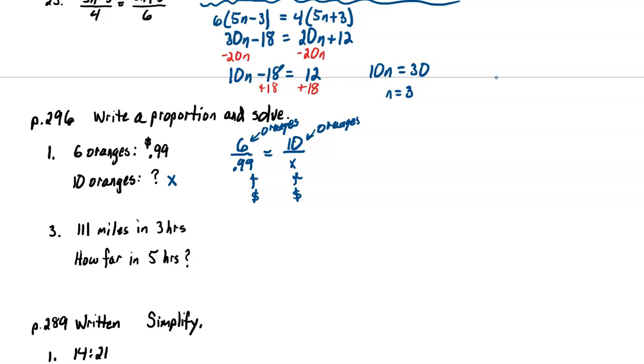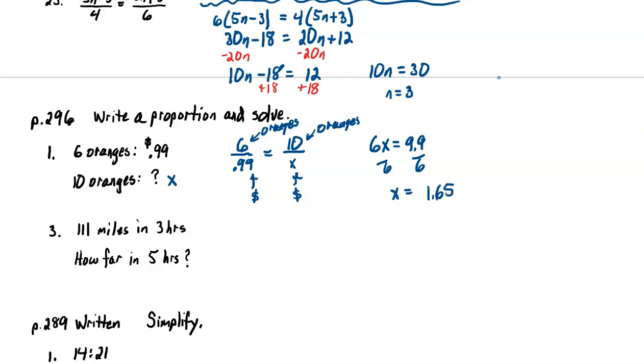Now solve this using our technique with multiplying the diagonals. 6 times x is equal to 0.99 times 10, which is 9.9. Now divide both sides by 6 to get the x alone. 9.9 divided by 6 can be done on a calculator, and it is 1.65.